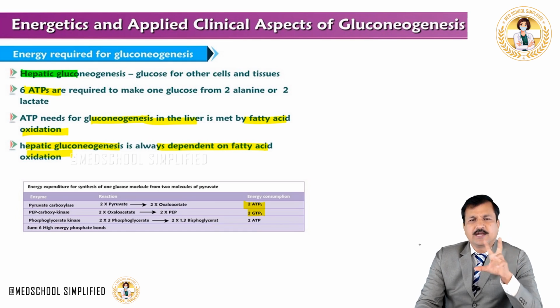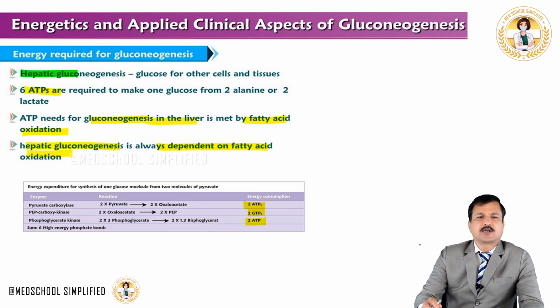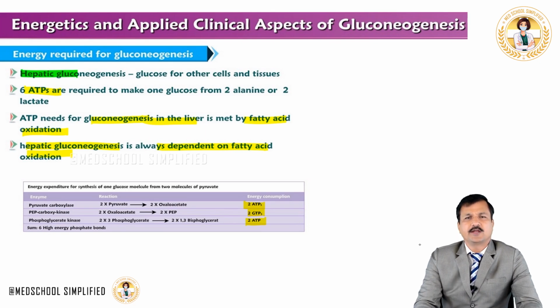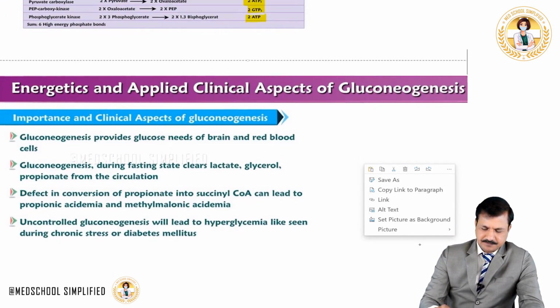Now, the phosphoglycerate kinase step in the reversal of glycolysis, where 3-phosphoglycerate is converted into 1,3-bisphosphoglycerate. In that step, since 2 molecules are converted, again you need 2 ATPs. So like this, 6 ATP molecules are required for the conversion of 2 alanine into 1 glucose or 2 lactate into 1 glucose. Remember that, and also remember that the ATP needs of gluconeogenesis are supported by beta oxidation of fatty acid in the mitochondrial matrix.